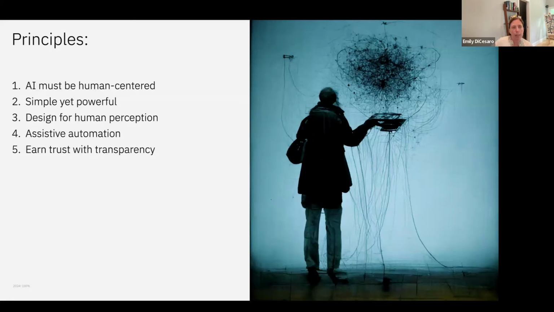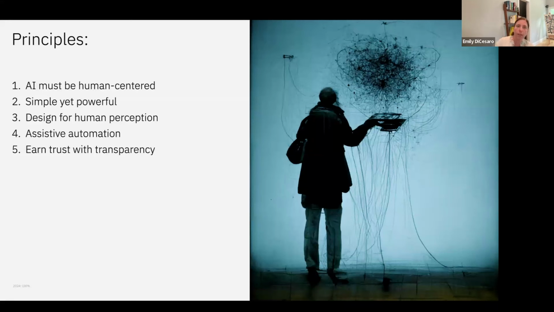The second one, simple yet powerful, can probably be said for a lot of things, but one of the most challenging aspects of AI design is keeping features out. So the fact that simplicity is actually a market differentiator is very important to recognize. Our AI solutions can be made a lot more elegant simply by omitting extra things and being smart about what you don't do.